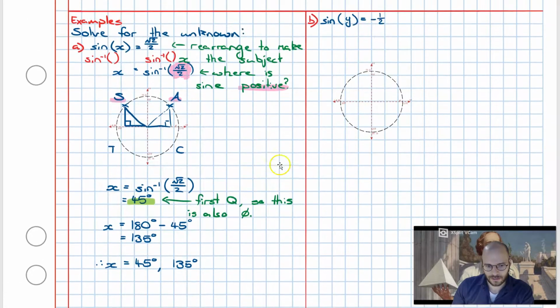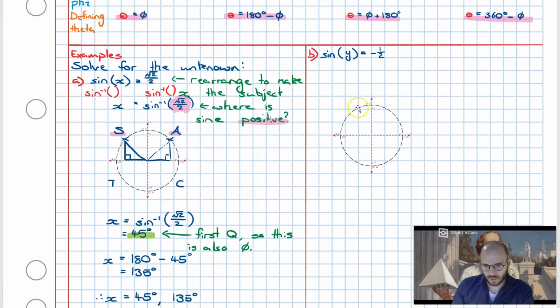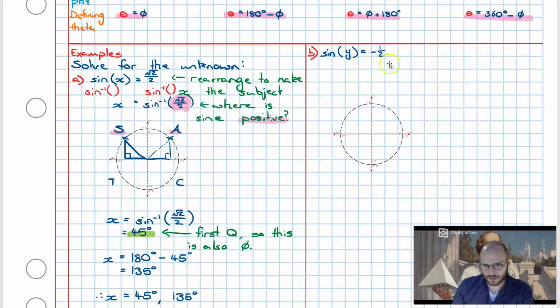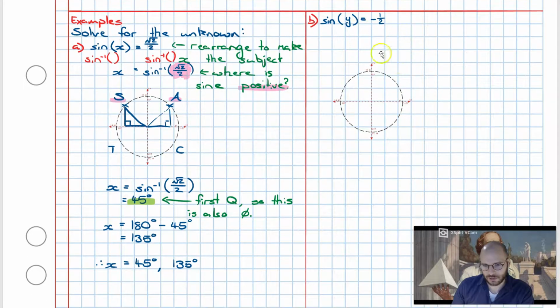So going back, we go to B over here. So for B, we're going to do the exact same method, but there's going to be one more twist in the story. So what I'm going to do is rearrange the equation in terms of y.